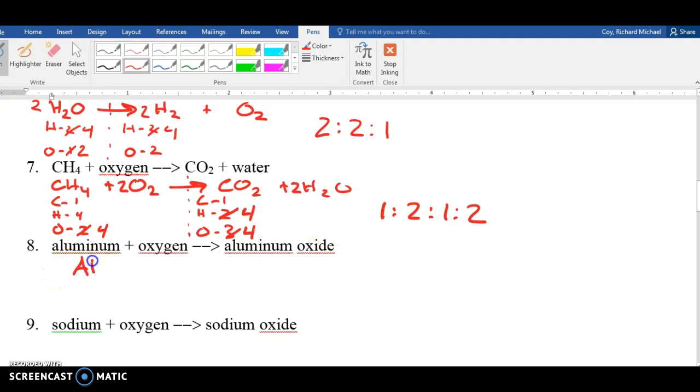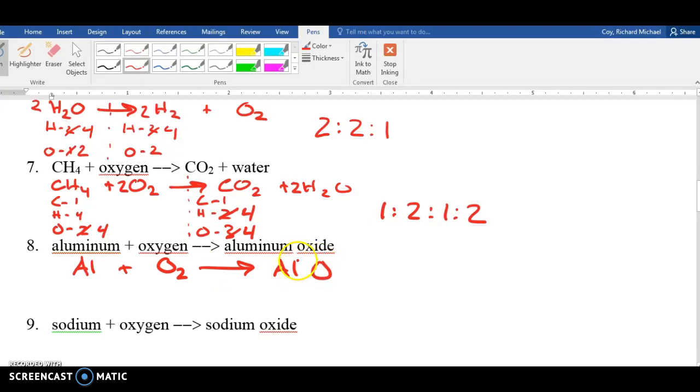All right, aluminum by itself, what's the charge? Trick question, 0, no charge. There's nothing to give its electrons to or take them from, so it's 0. Adding oxygen. There it is, diatomic again. Don't you forget it. And we're making aluminum oxide.